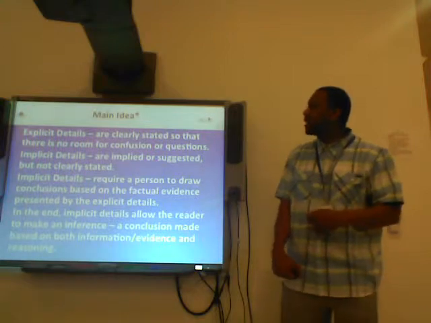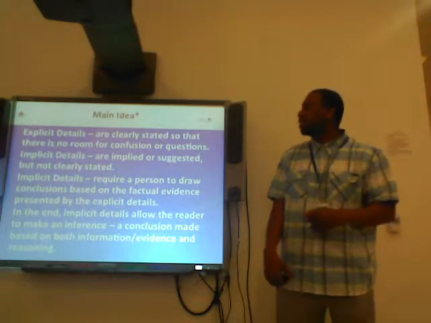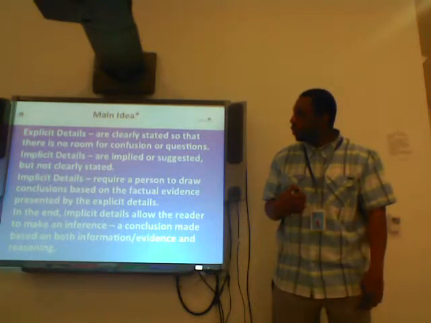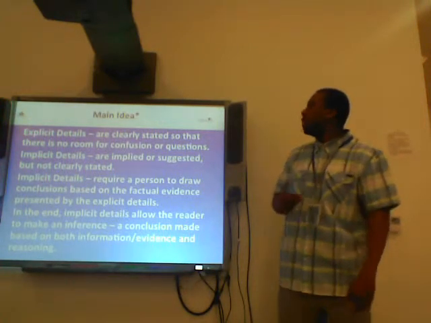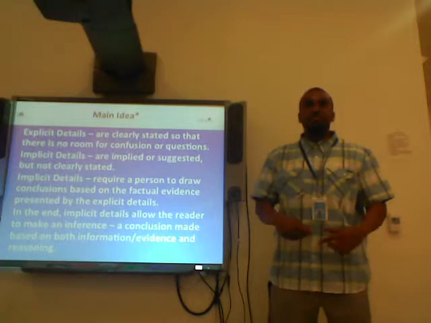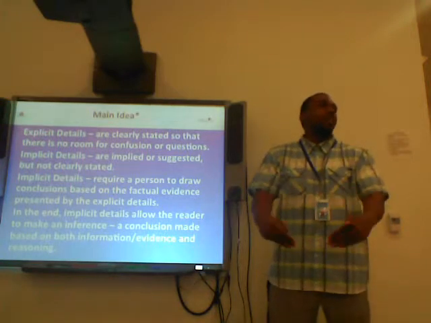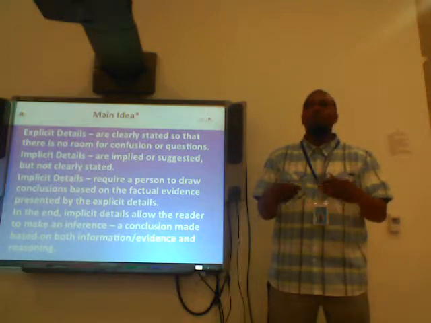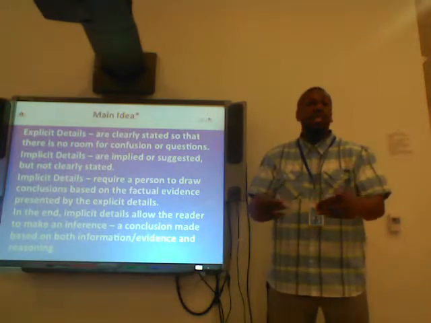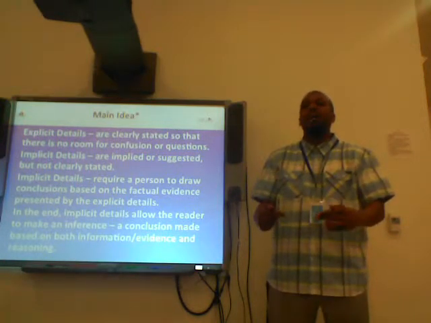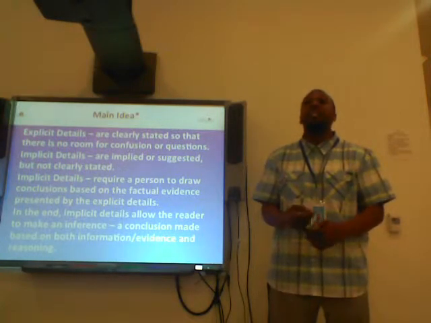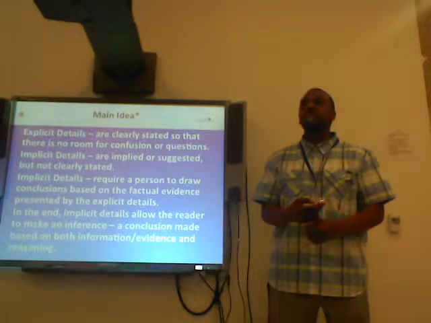So here's our definition. It says explicit details are clearly stated so that there is no room for confusion or questions. So why would there not be any room for confusion or questions? Because the information is stated directly in the text. So in other words, when I'm reading a paragraph or a passage, the words are right there in black and white. I don't have to figure out what the author is trying to say because it's stated right there on the pages.